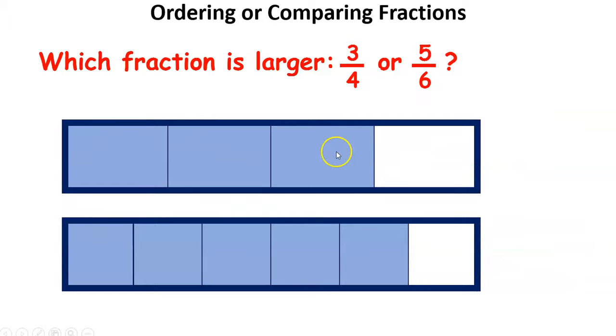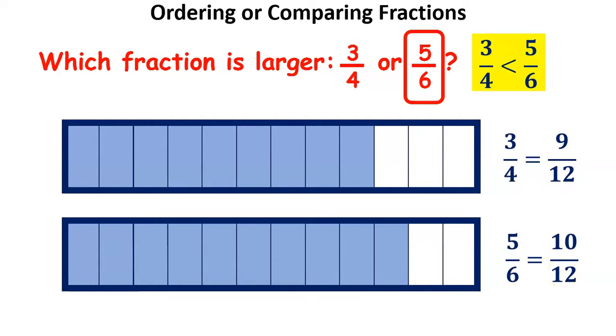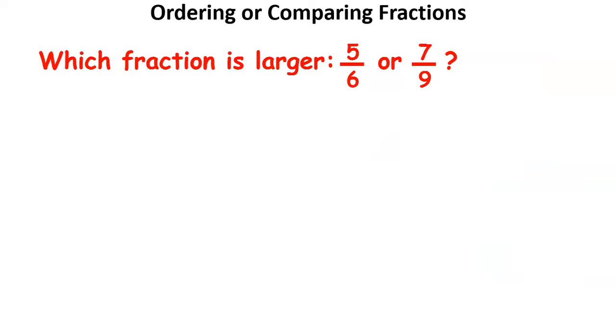Looking at it graphically, how does it look when I draw these fractions out as a picture? Well, I've got 3 parts out of 4, and I've got 5 parts out of 6. We can see that 5 parts out of 6 is larger. We're not going to draw these pictures, so let's see what they look like if we convert these to equivalent fractions. So now I've got 9 parts shaded out of the 12, or 10 parts out of the 12 shaded. We can see that 5/6 or 10/12 is the larger fraction. So 3/4 is less than 5/6.